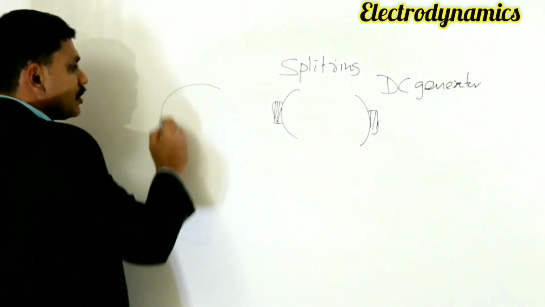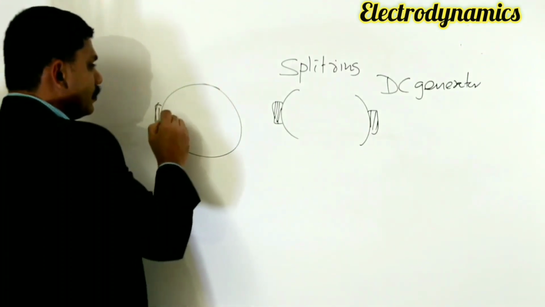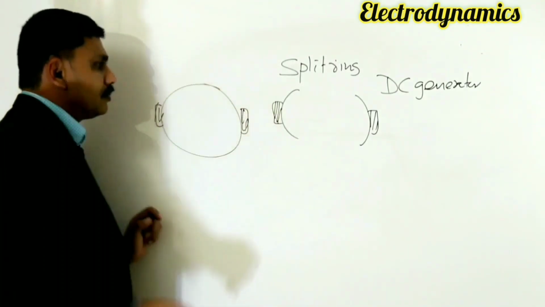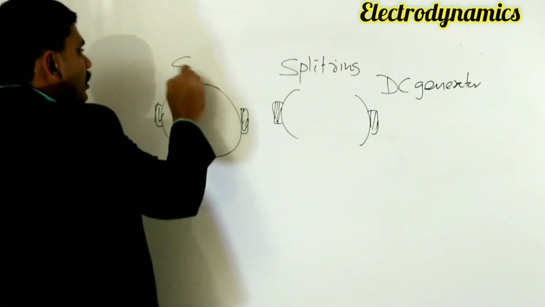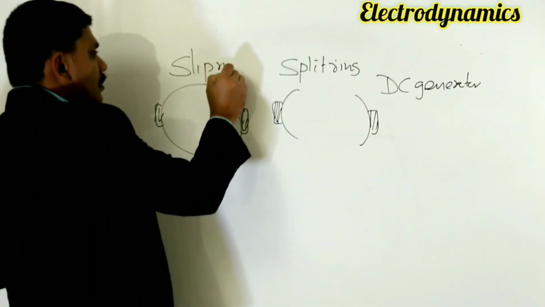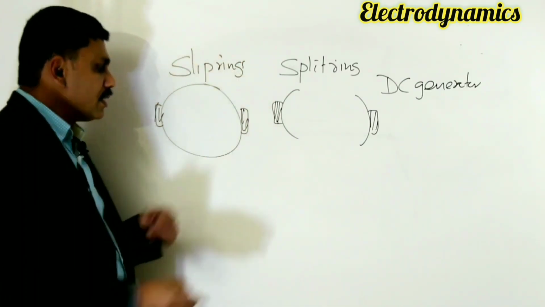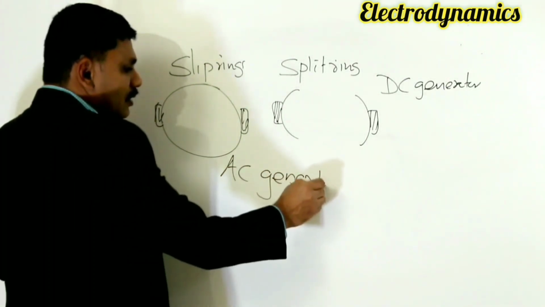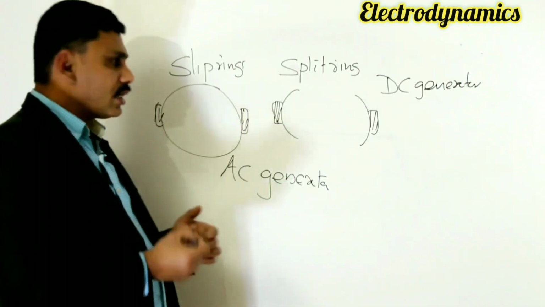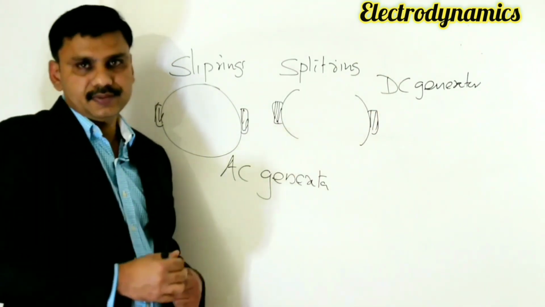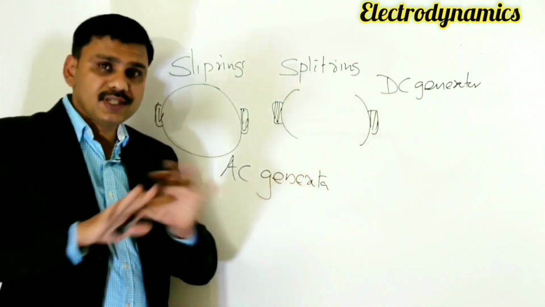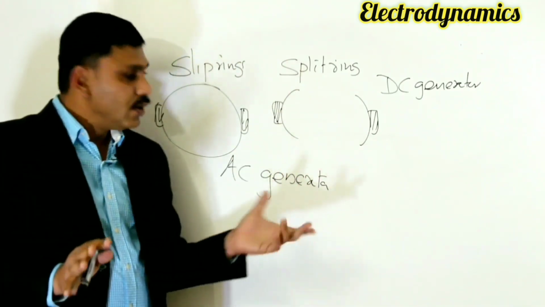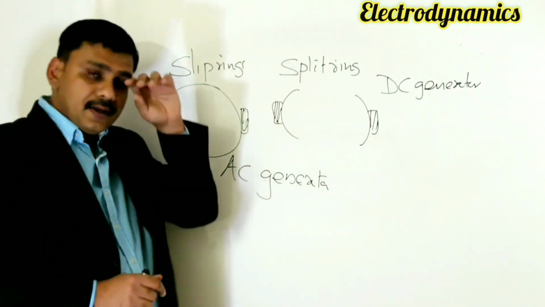If the diagram comes like this, it has slip rings. This is an AC generator. So by seeing this, you can tell whether the given generator is DC or AC, because the other parts of the generator are the same. They are the same. Only the difference is here.